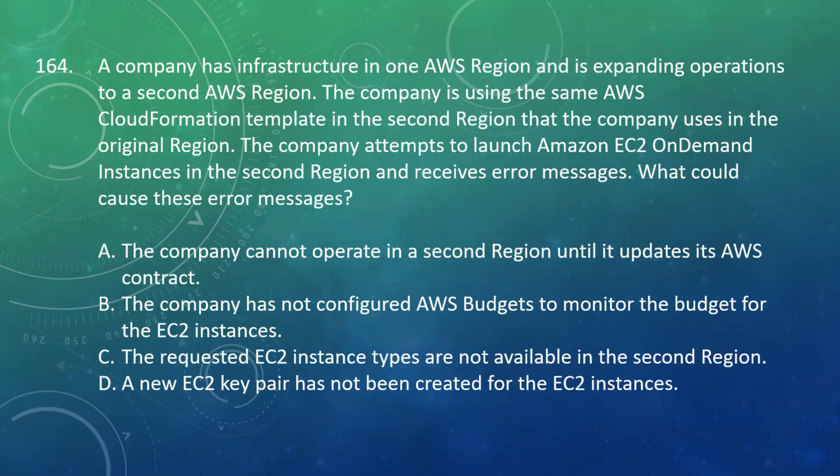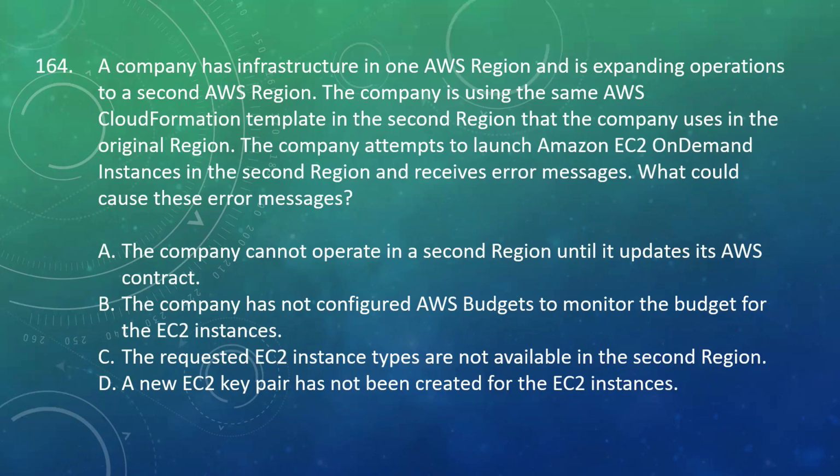The company cannot operate in a second region until it updates its AWS contracts. The company has not configured AWS budgets to monitor the budget for the EC2 instances. The requested EC2 instance types are not available in the second region. A new EC2 key pair has not been created for the EC2 instances.